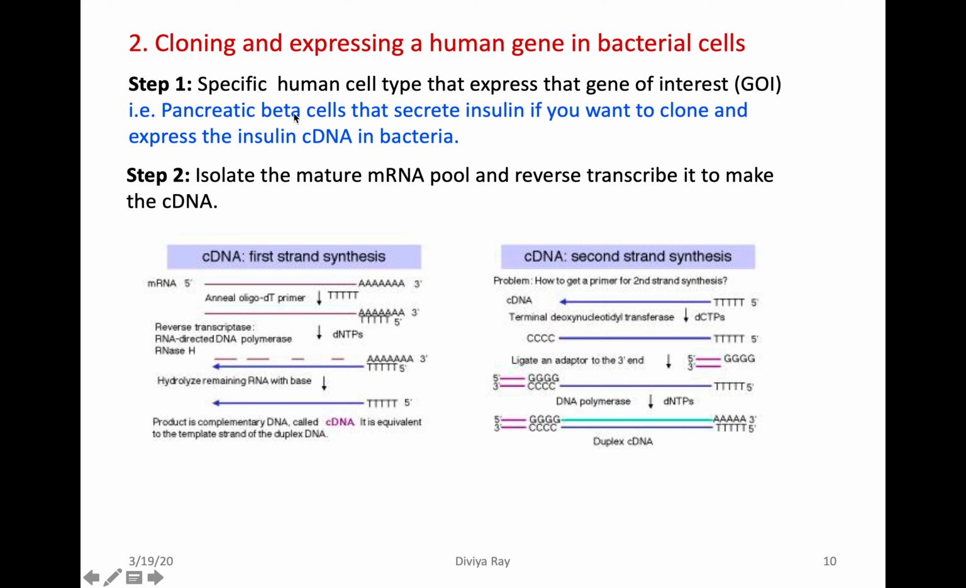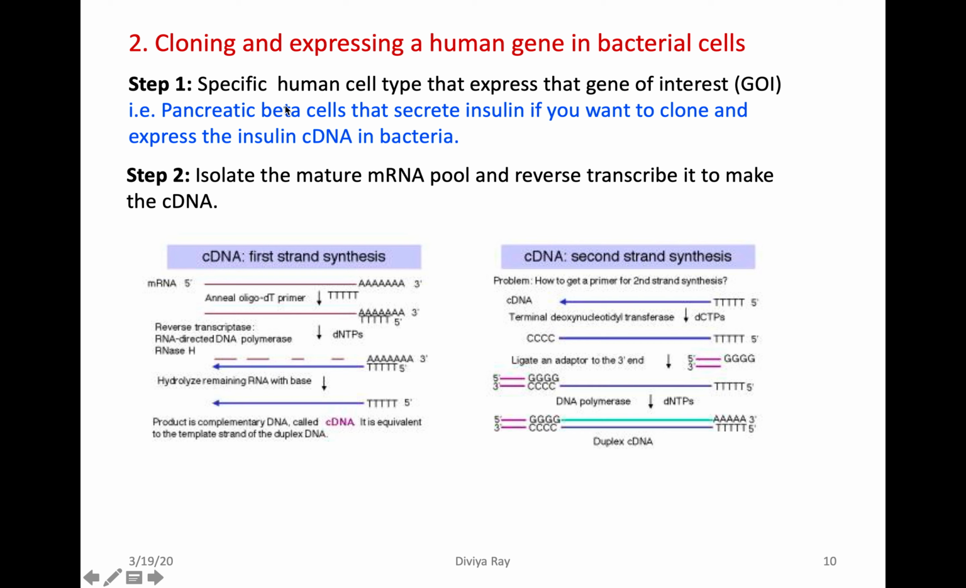So let's say if you want to clone the insulin gene, although the insulin gene will be present in all cell types, you will start only with the pancreatic beta cells, because it is these cell types that express the insulin gene to make the insulin protein. So when you are trying to clone and express a human gene, you have to start with a specific cell type that is expressing that gene, and hence is having the mature mRNA corresponding to that gene.